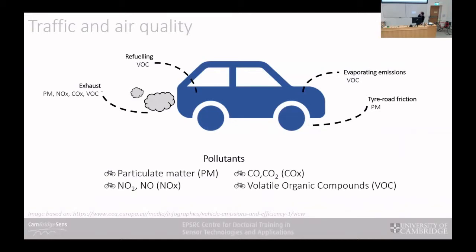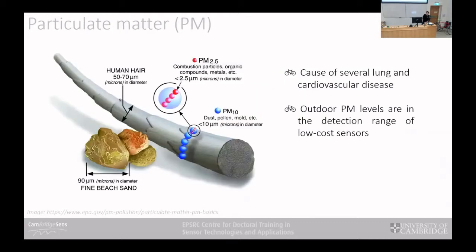As you can see, cars can emit a very nice variety of pollutants: nitrogen oxides, carbon oxides, volatile organic compounds, and particulate matter. So potentially you can measure all of them using existing sensors, but given the time and money constraints that we had, we decided to focus on one, which in our case was particulate matter.